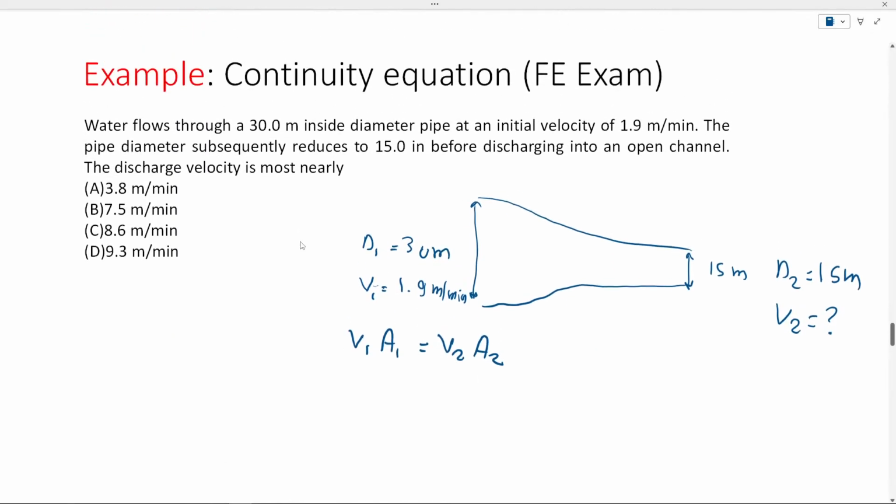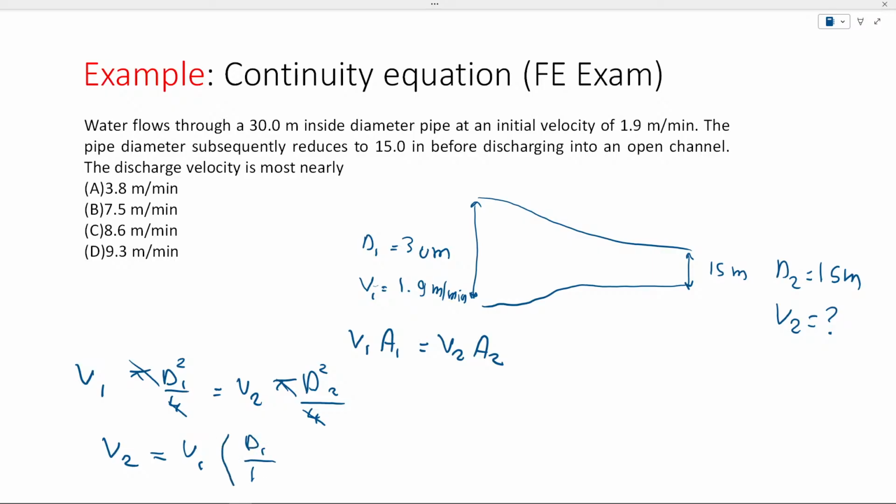But anyway, so we can solve this easily. V1 area 1, that would be pi d squared over 4, is equal to V2 pi d2 over 4. So this will go away with this guy. And then I need to find V2. So V2 would be equal to V1 times D1 over D2 squared.